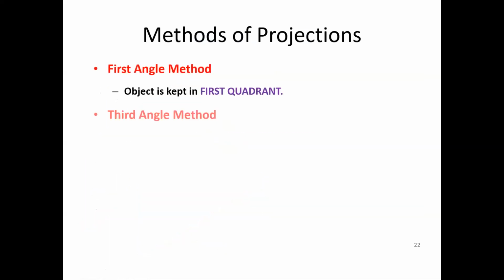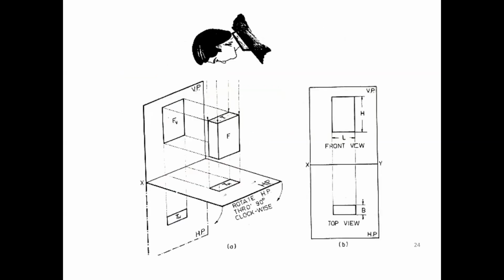So you can see here the first quadrant and the third quadrant. This is called the third angle projection method, and the uppermost is called the first angle projection method. Okay, so you just check out here. The observer is here, and the top view is observed here. So when the object is placed in the first quadrant, this horizontal plane is required to rotate by 90 degrees in a clockwise direction. That's why you will get the front view above the XY line and the top view below the XY line, and in between that you will find some projections.